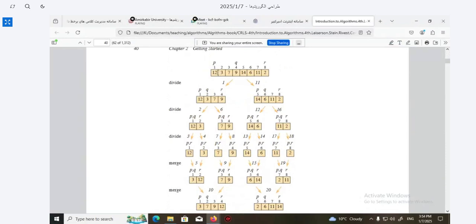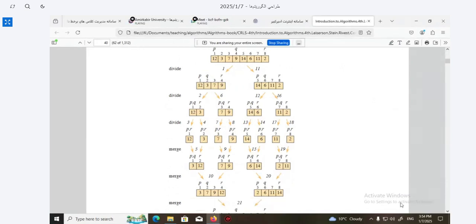I explain this page in the following because it's about the merge sort that I am going to talk about in the following. Okay, I can explain the second example on this one.